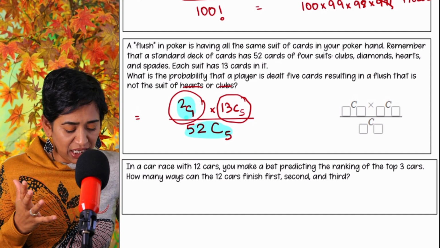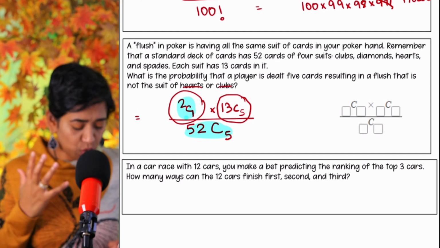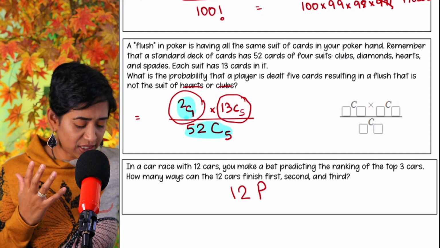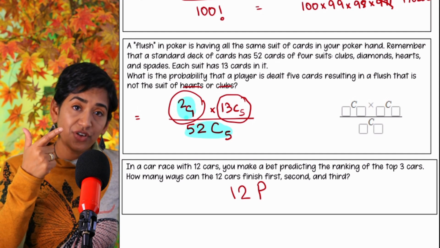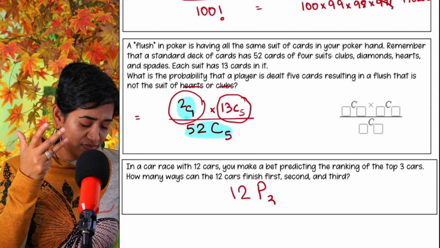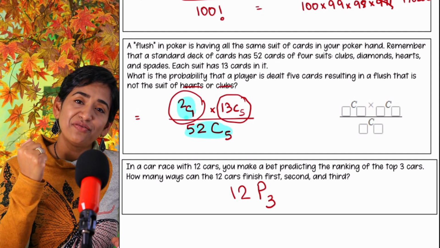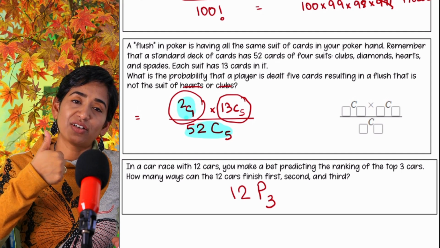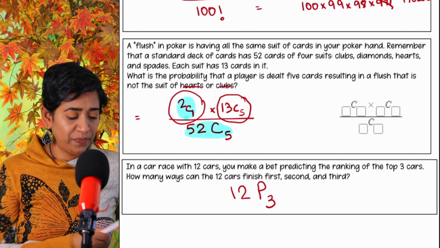So look what's happening here. You're racing 12 cars. You know it's a permutation. And you want first, second, and third. So you want to pick 3 positions from 12 cars. So 12P3.